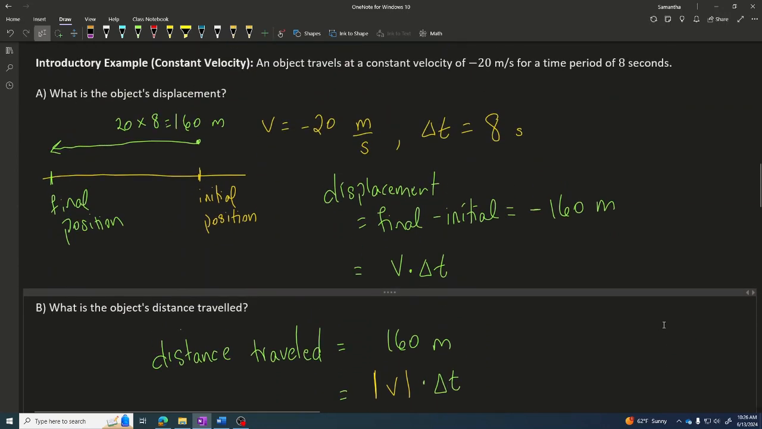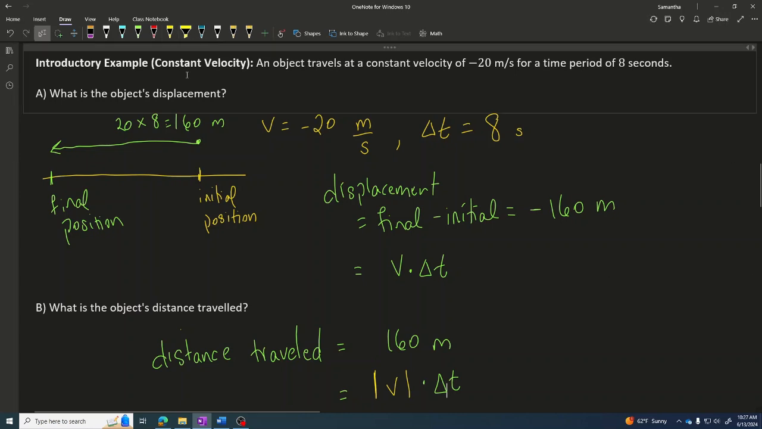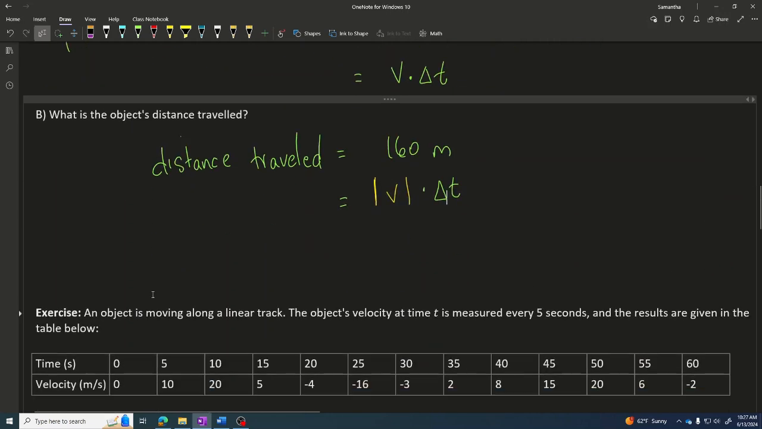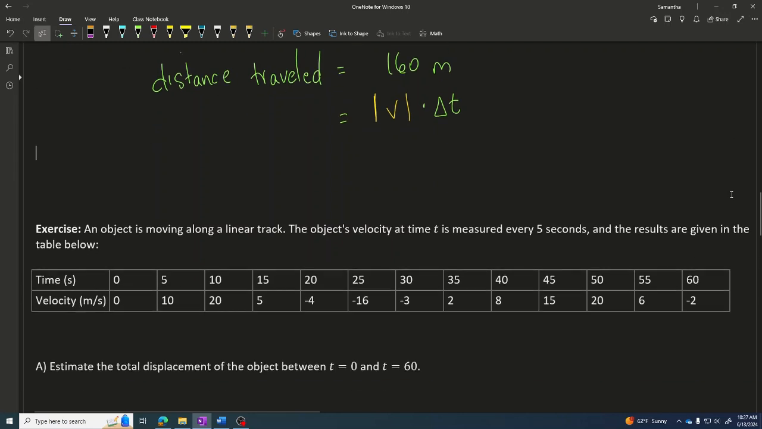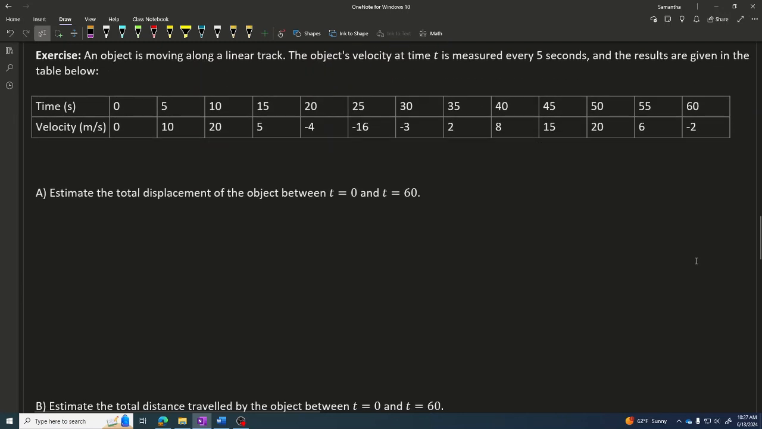Okay, bear this in mind as we go to the more complicated example. If we are dealing with a velocity that is constant, or which we are treating as constant, then displacement is just velocity times time interval, and distance traveled is the absolute value of velocity times the time interval. Bearing that in mind, let's go to our second exercise here.